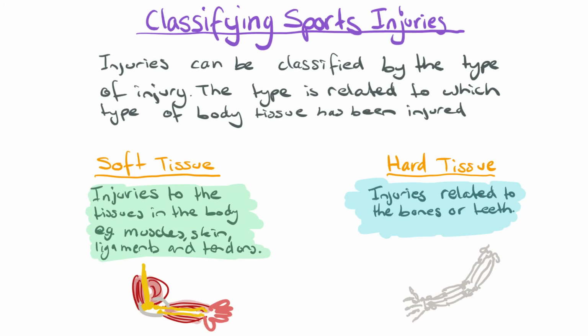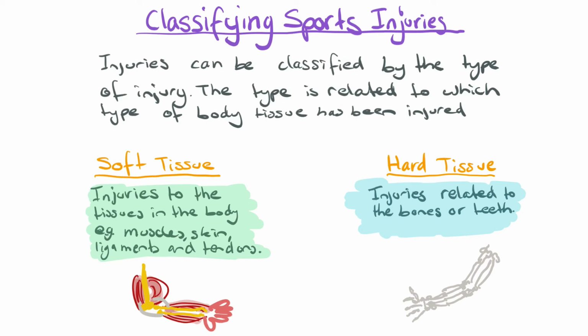So the next ways to classify sports injuries are by the type of injury. So the type is related to which type of body tissue has been injured. So relatively simple, we look at soft tissues and hard tissues. And soft tissue injuries are injuries which are related to tissues in the body. So for example, muscles, skin, ligaments, and tendons. And we'll have a little bit more of a look at soft tissue injuries in a later video.